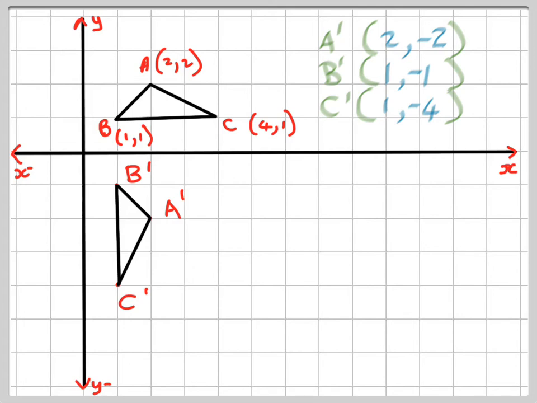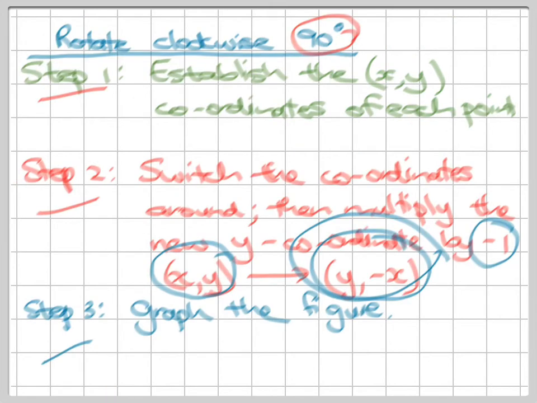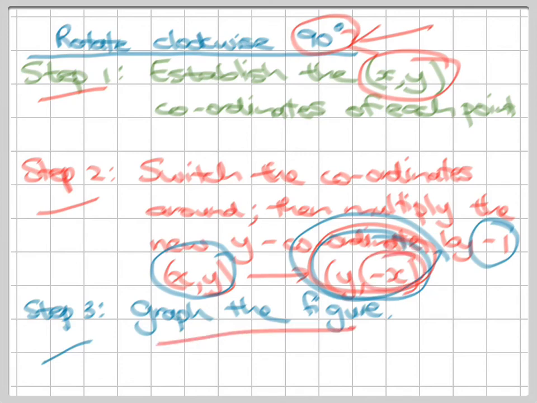As long as you apply the rules to working out your image coordinates, now let's go revise the rules. The first step is to take the original x and y. This is now for a 90 degree clockwise rotation. You take your original x and y, then you switch them around to y, x, and then you multiply the new y, which would be that one now, by -1. And then you graph the figure.